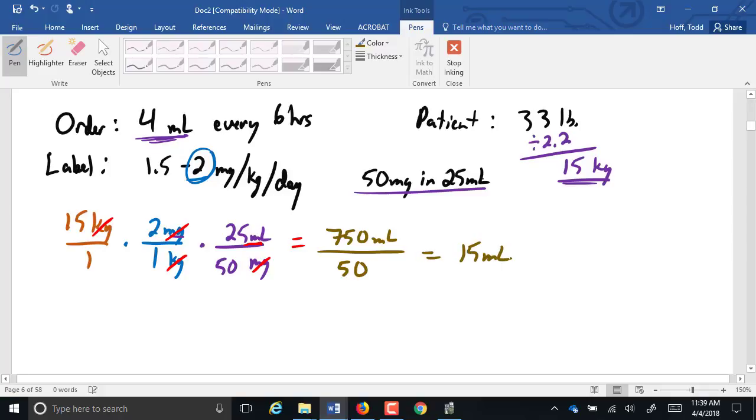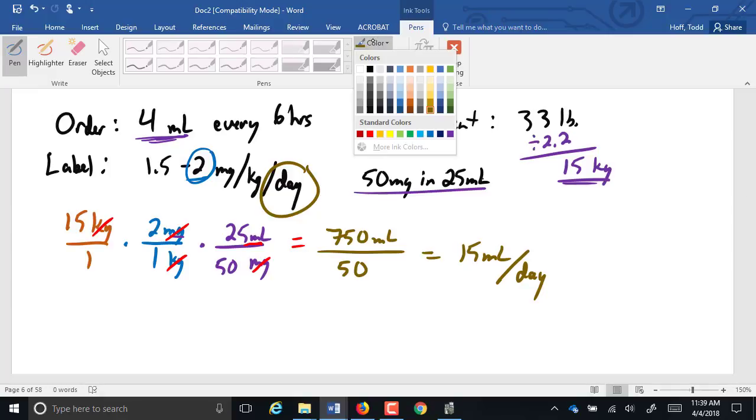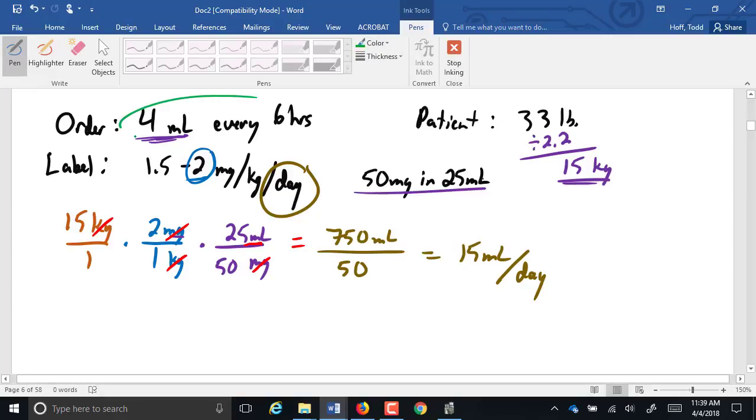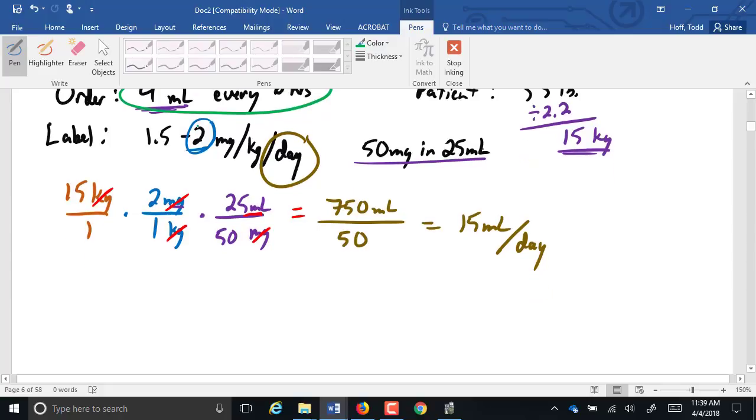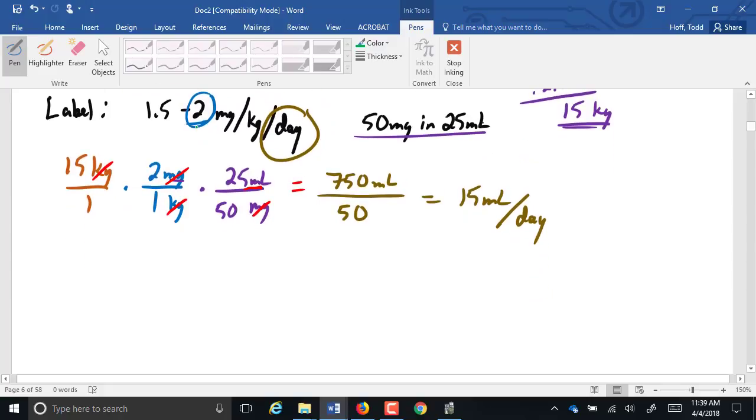Now we have to go back and look at our time constraint. That is per day, so that's 15 milliliters per day. The doctor's orders are 4 milliliters every 6 hours, which looks close, but there's going to be some issues that come up with it. Let's take a peek.